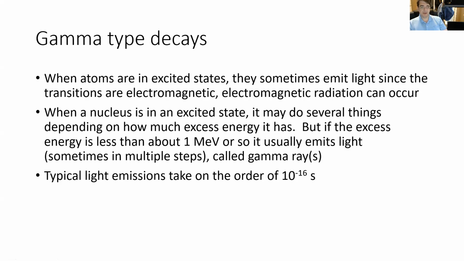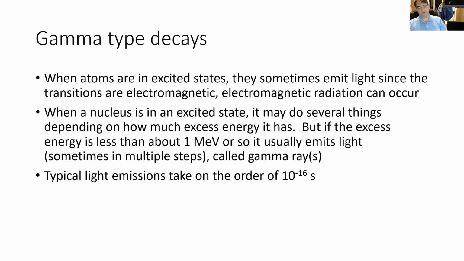So a nucleus in an excited state can end up doing several things depending on how much excess energy. But if the excess energy is on that scale fairly small, typically if it's less than 1 million electron volts, it pretty much always will just end up doing gamma type decay. If it's more than that, it still might, but other processes like alpha decay or something like that may end up happening instead. But if it's small enough, it will emit light, and light that's emitted from a nucleus undergoing an electric transition is called gamma ray.